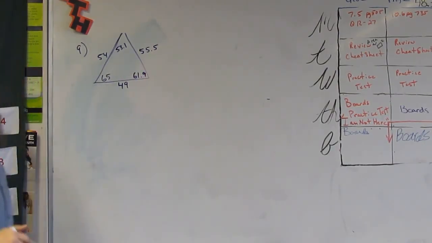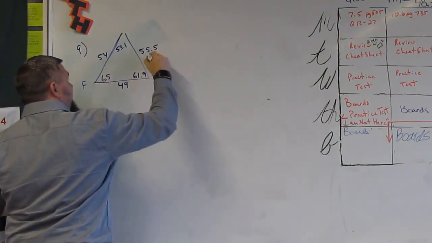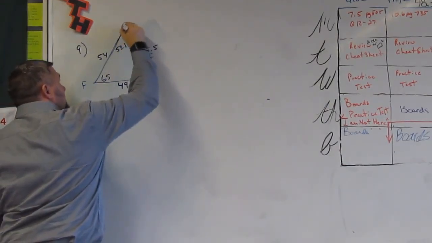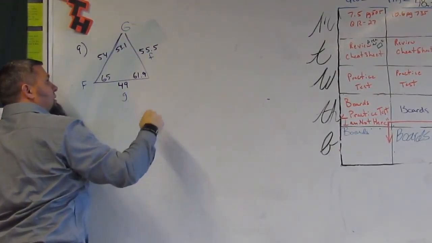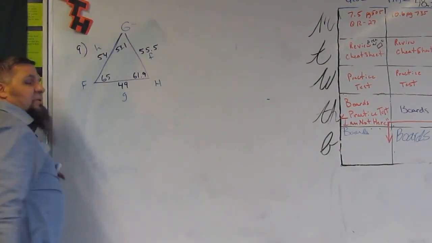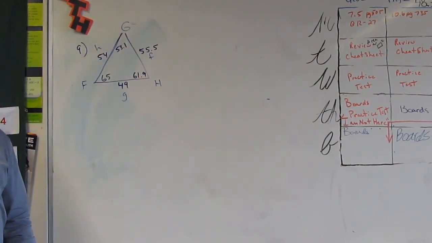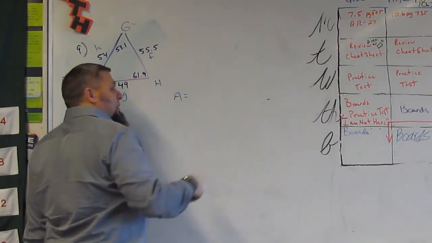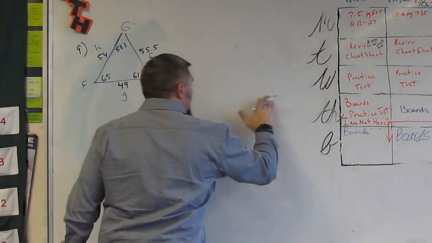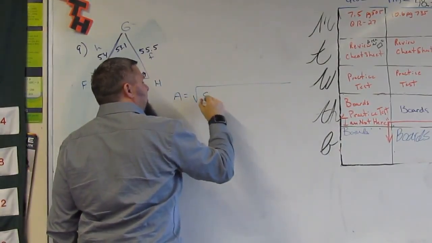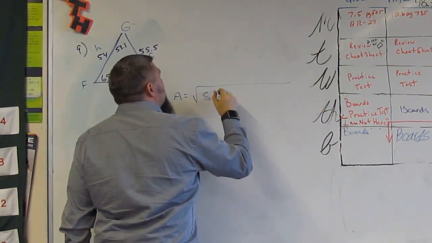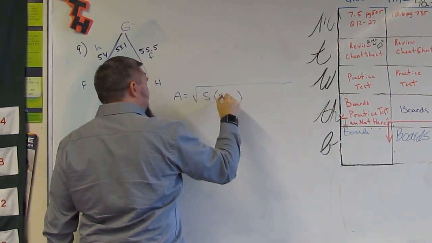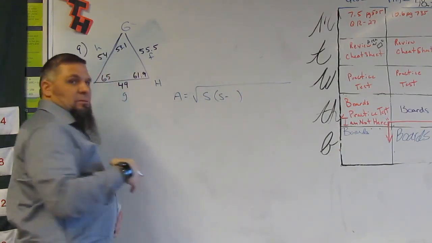Alright, so we have little f, g, little g, h, and little h. And for this last one, it's Heron's formula. A is equal to, you remember the formula? The square root of S, the half of the perimeter, times parentheses S minus the first side, one of the sides.